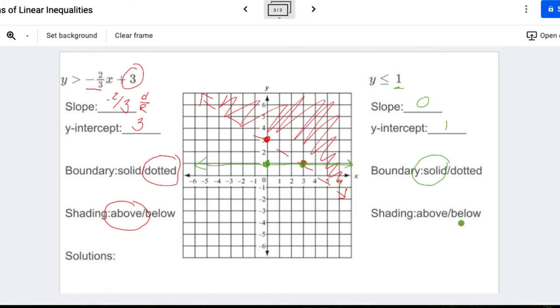Now do we shade above it or below it? Since it is slope-intercept, we just look at the sign. It's less than, so we're going to shade below.